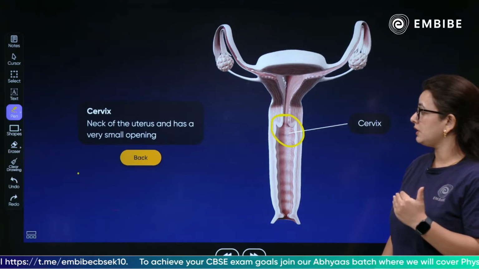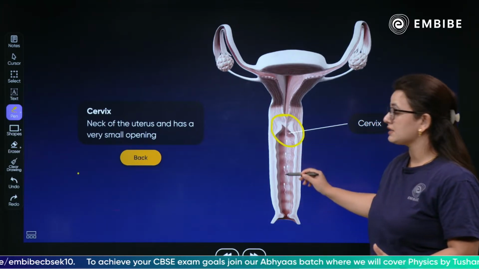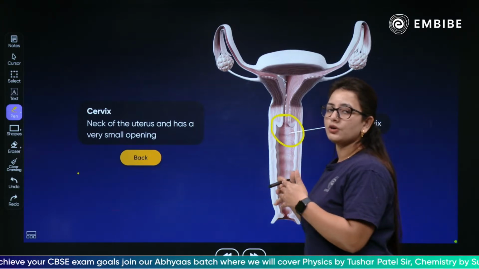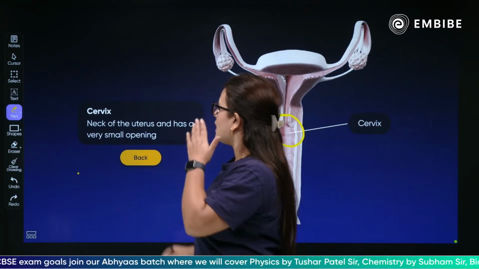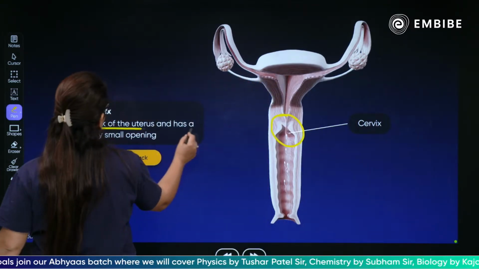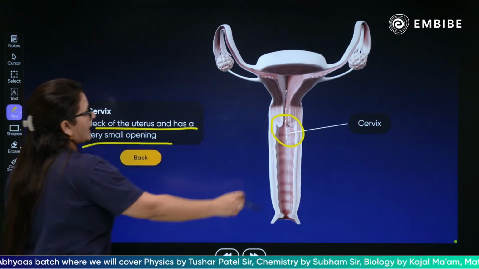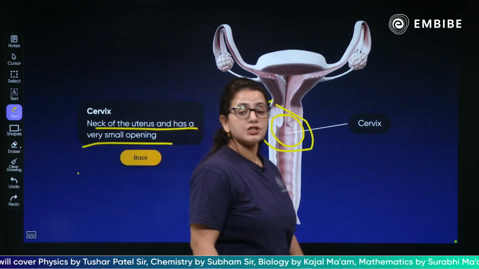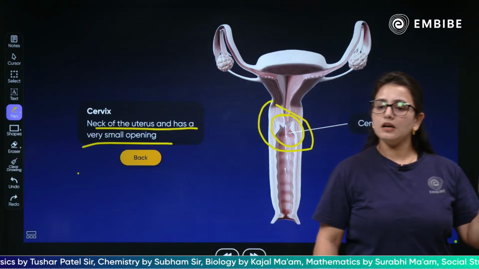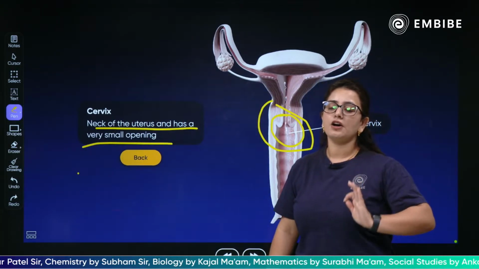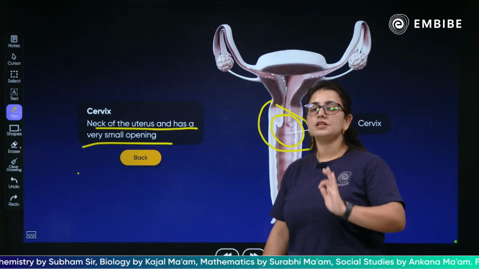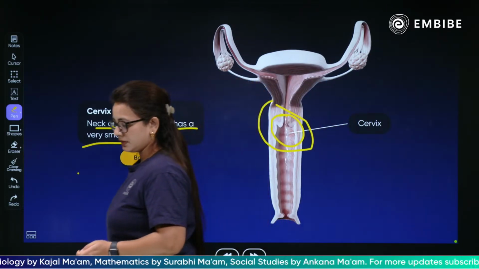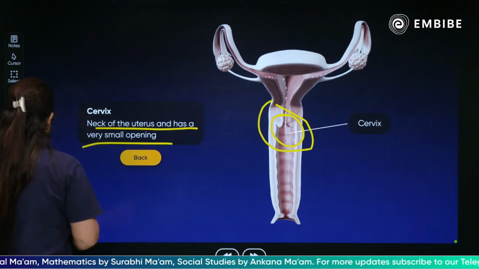This is also the neck of the uterus, and of course it joins the birth canal, which is the vagina. Eventually it is going to open into the birth canal, and it is the neck of the uterus with a very small opening. As you can see, it gives a pathway to the male gamete so that it can reach the fallopian tube. So this is the function of the cervix, which is another part of the female reproductive system. Clear? Yes or no? Is it clear?